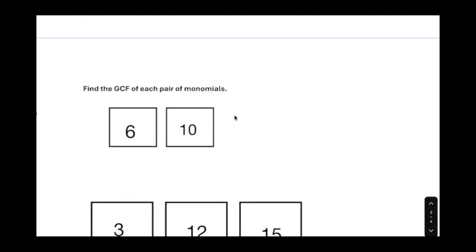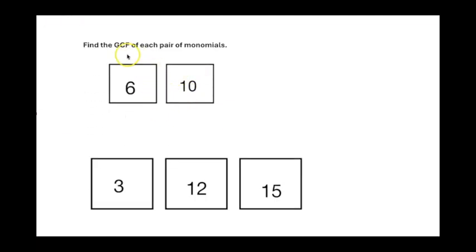Let's start with numbers. We're going to start with 6 and 10. First, let's find the GCF of each pair of numbers. GCF is the greatest common factor. To do that, let's break down 6 and 10 into their prime factors. So 6, how do we get 6? We multiply 2 times 3. 10, we can multiply 2 times 5. So I'm going to rewrite 6 and 10 here. 6 is 2 times 3, and 10 is 2 times 5.